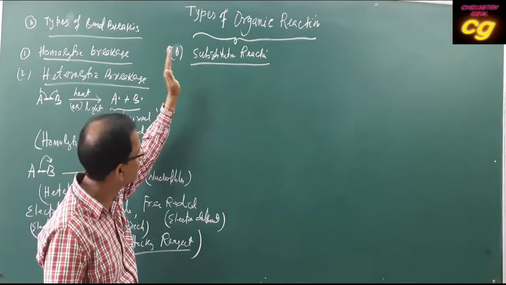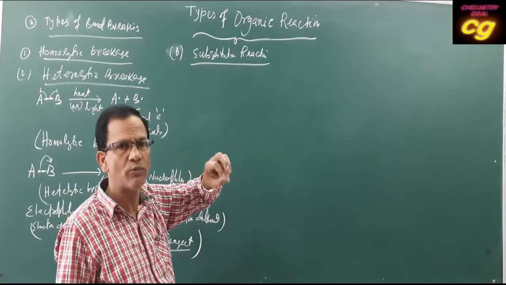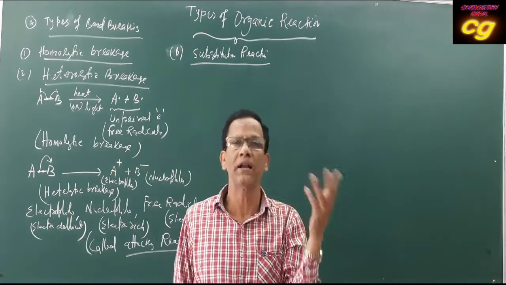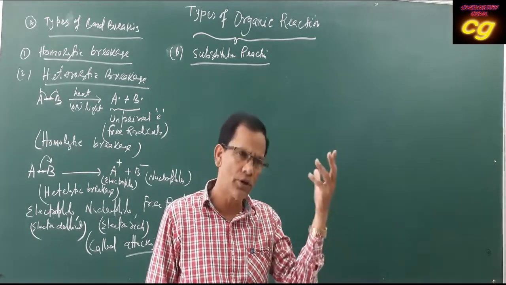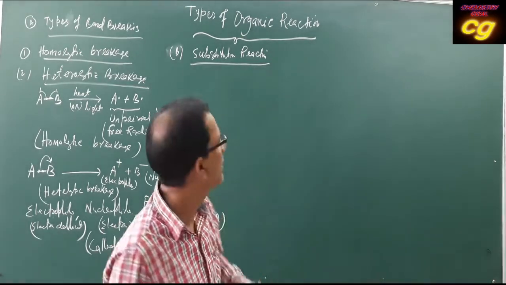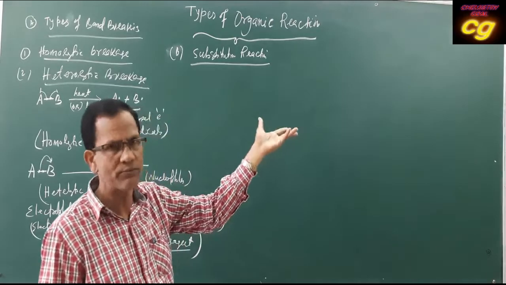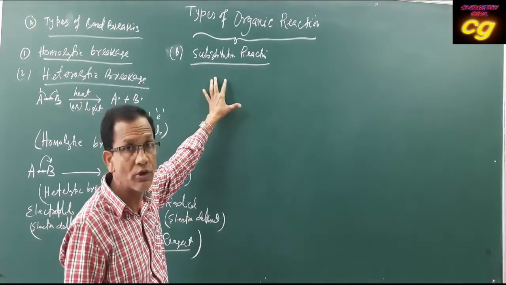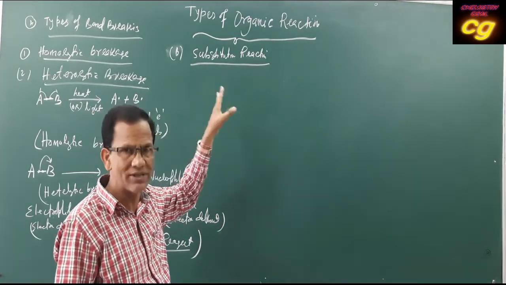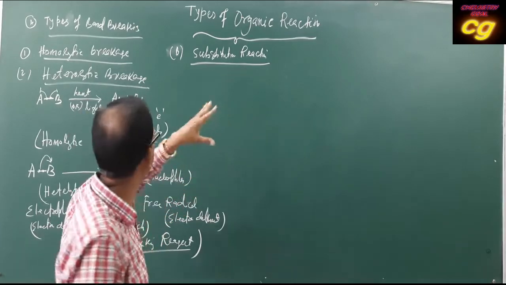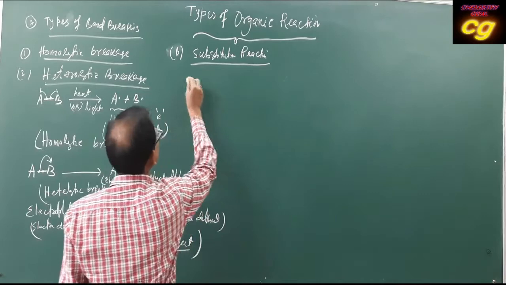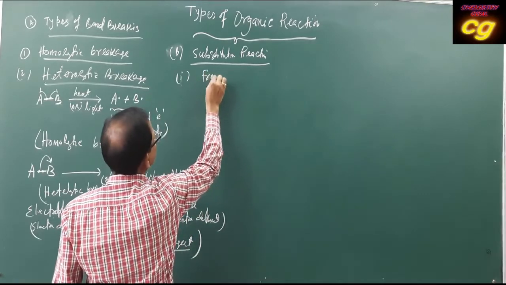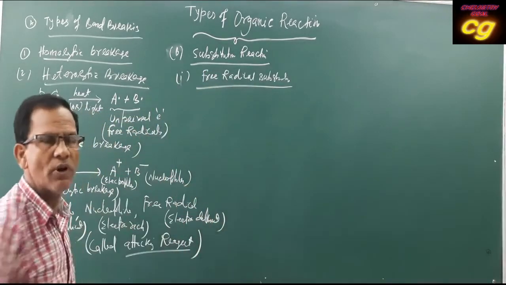So in a substitution reaction, one atom or group is replaced by another. Maybe hydrogen is replaced by another group, or one group is replaced by another group, but it is called substitution. But what is substituted is very important. On that basis, there are different types. A substitution reaction may be free radical substitution. In free radical substitution, what happens?